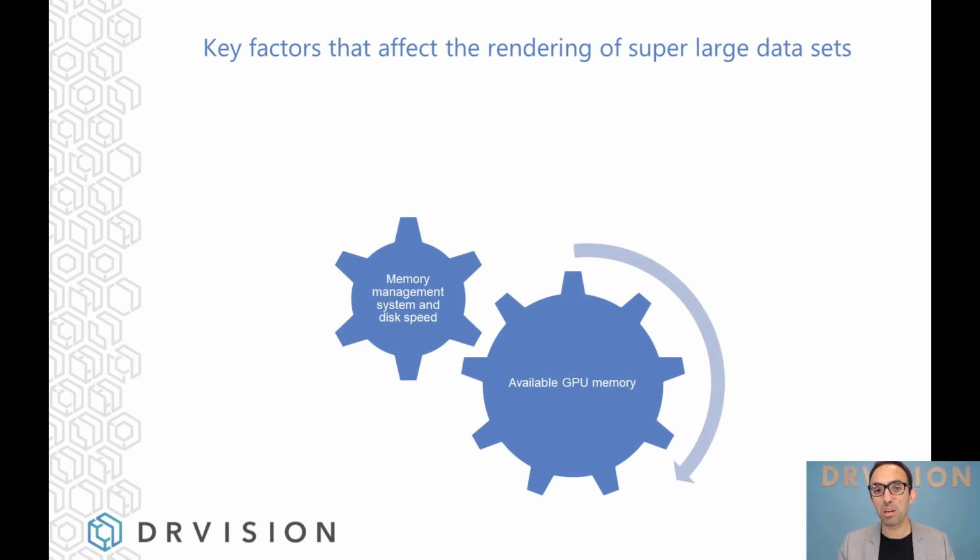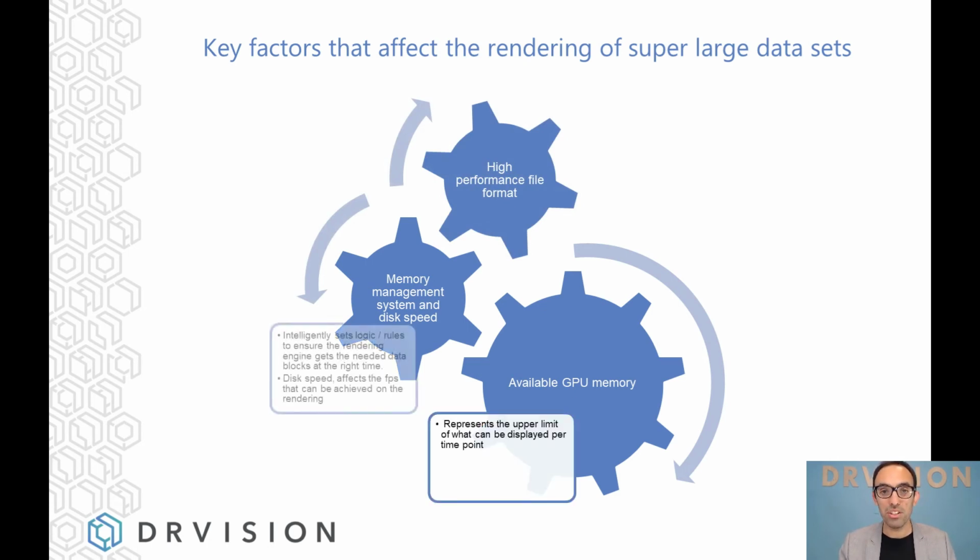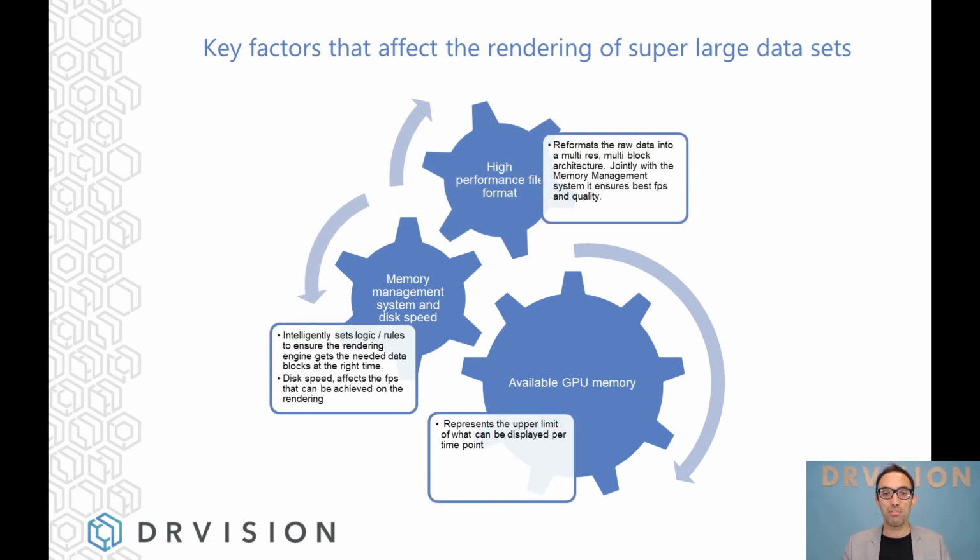So what are the components that we have to play with? One is available GPU memory that I already mentioned. Then the memory management and the disk speed is another. And you need a high performance file format. Together, these three things work to give you the best flexibility. You can load quickly, render quickly, and move around quickly, even in a very large file that is much greater in size than the GPU memory available.